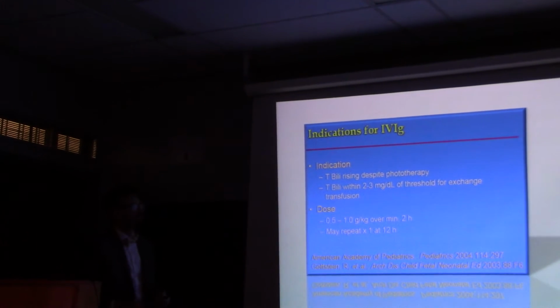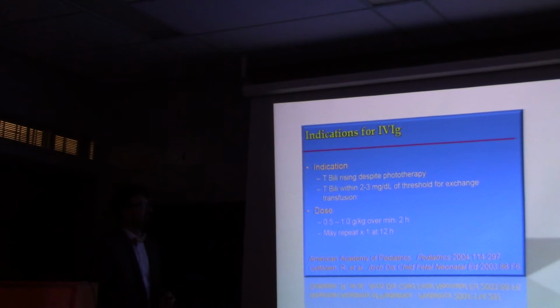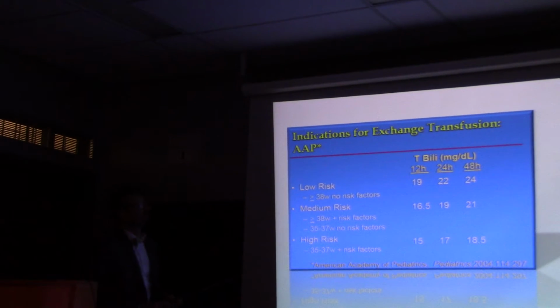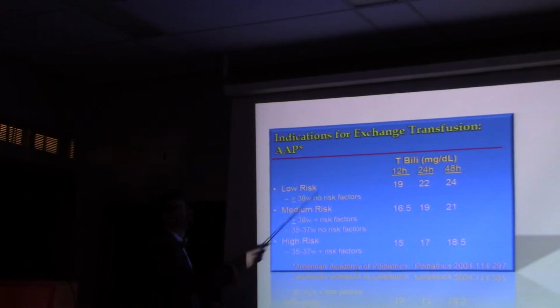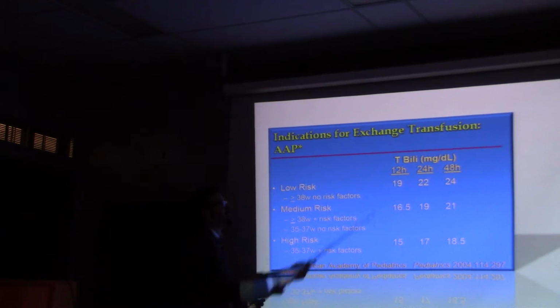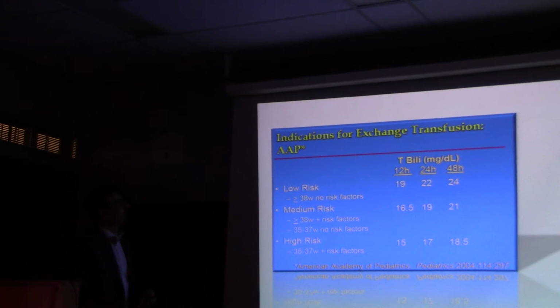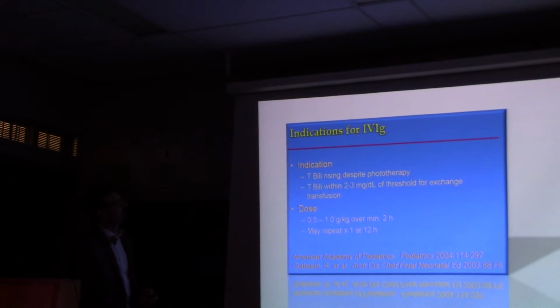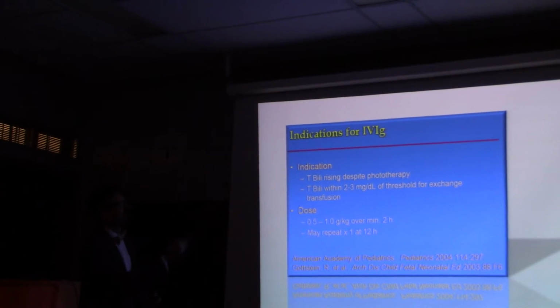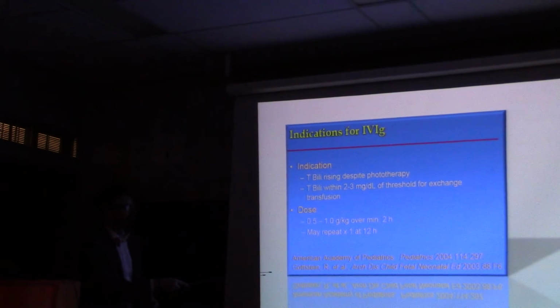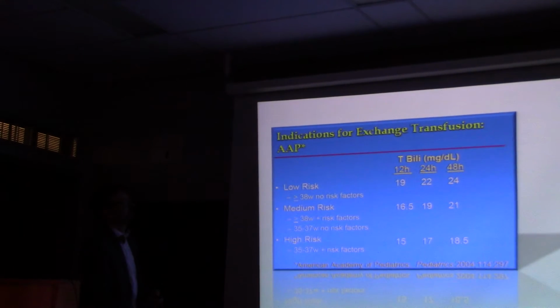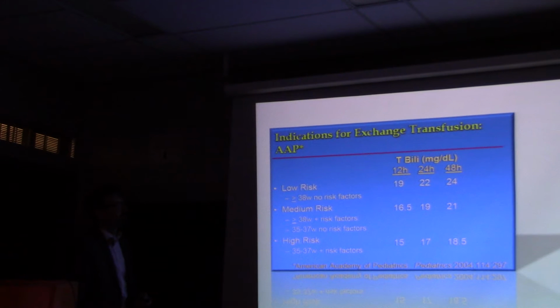Indications for IVIG, so this is the next step. Essentially the same criteria you're looking at, but notice the numbers are a little higher there. So if the phototherapy is not working, do IVIG. If that's not working, proceed on to exchange transfusion.